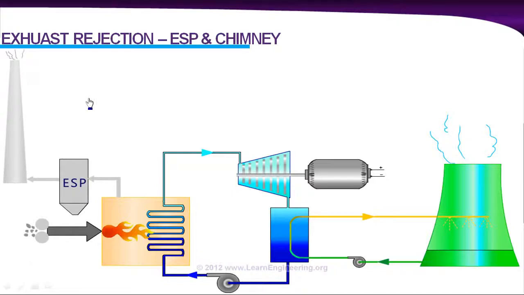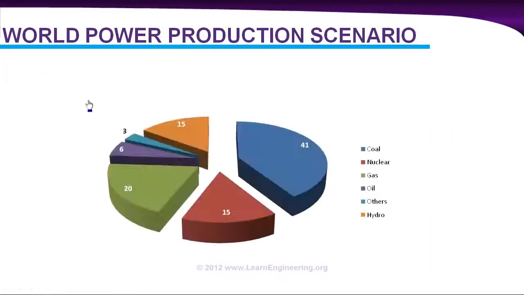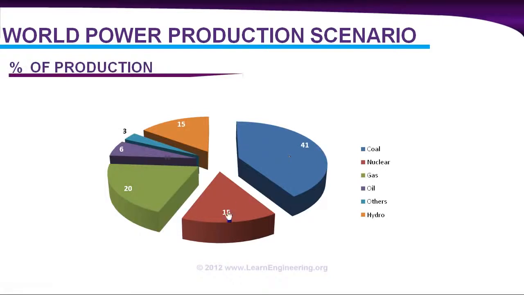Before winding up the lecture, we will have a look at current world power production scenario. You can see coal and nuclear combinedly produce almost half of world's power. And both comes under thermal power plant because working fluid of both are steam.